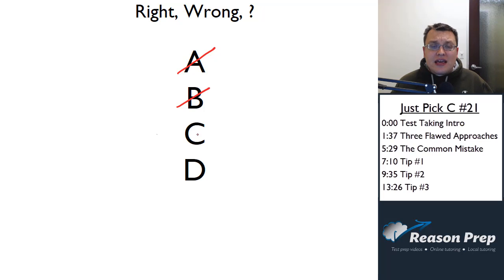And the mistake they make is to make a decision on that choice immediately, to say, okay, you know what, I don't really know, so I guess I'll just get rid of it. And oh, look, choice D, that's the only one that's left, so I guess I have to go with choice D. And you can imagine the problems that could arise here.